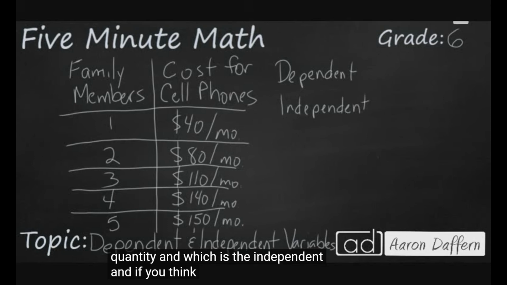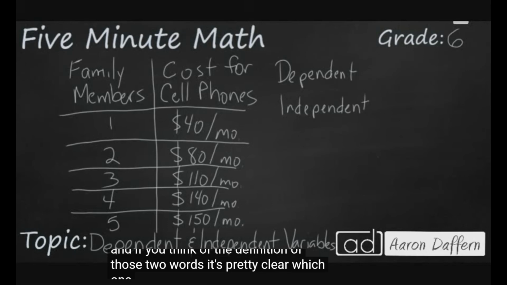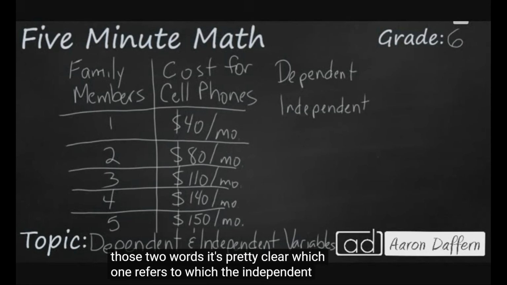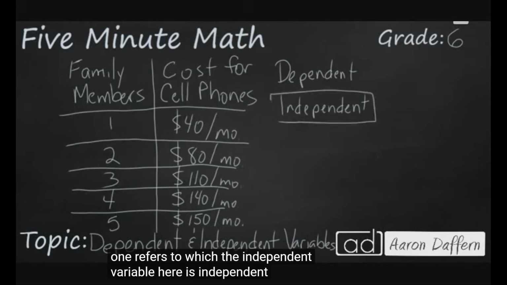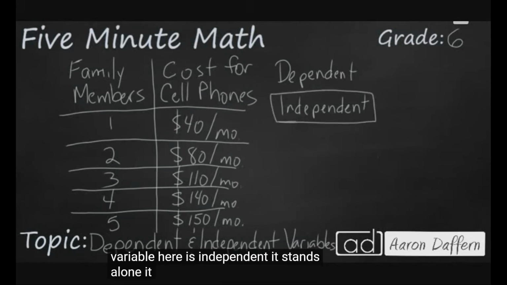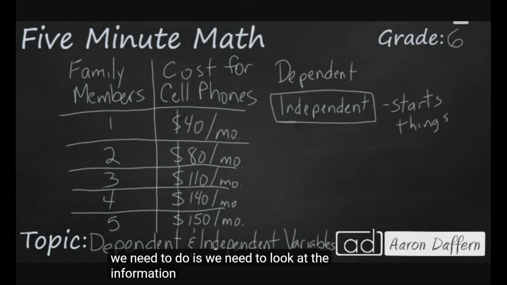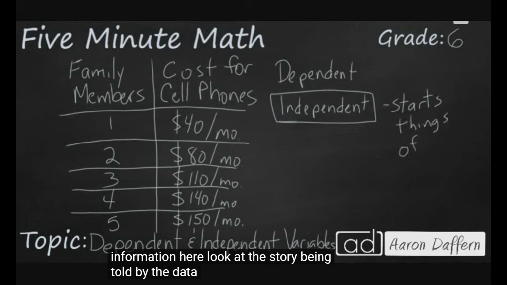And if you think of the definition of those two words, it's pretty clear which one refers to which. The independent variable here is independent. It stands alone. It starts things off. And so what we need to do is look at the information here, look at the story being told by the data, and we can identify the independent variable.